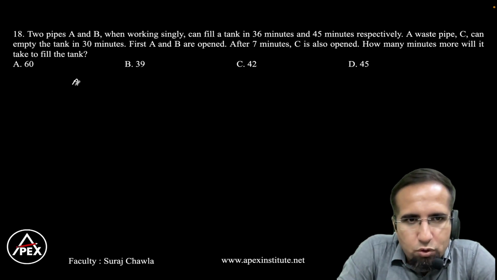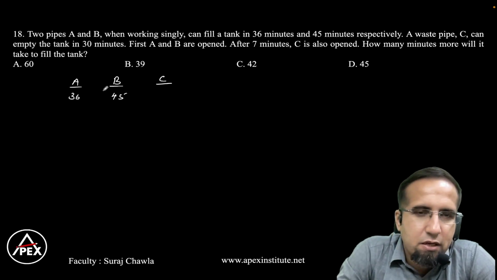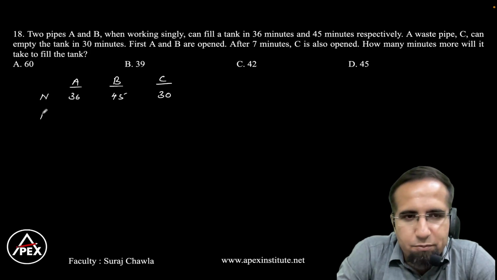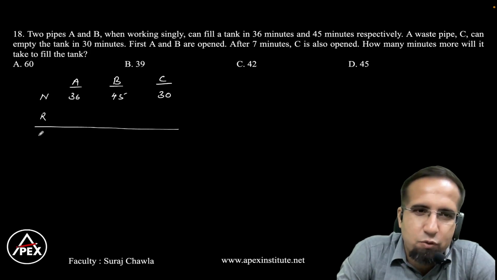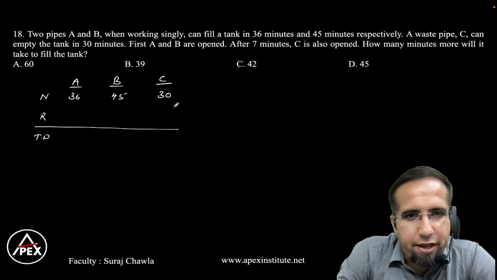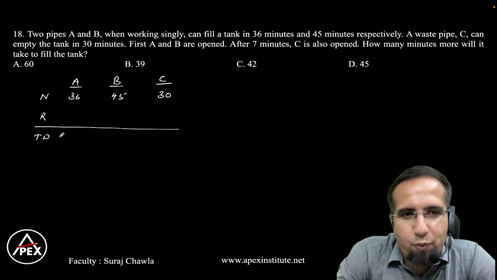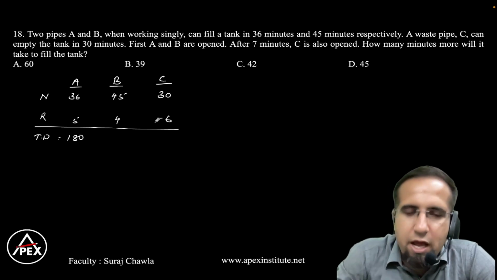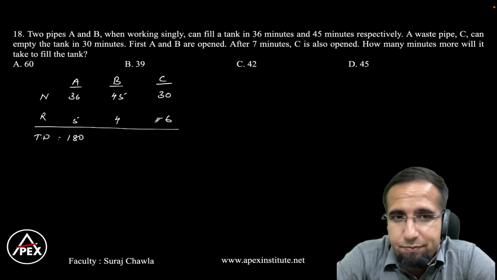When they are working alone, they can fill the tank in 36 and 45 minutes respectively, and type C can fill it in 30 minutes. So when you do take the LCM, that's the most challenging part here. Start from multiples of 45. 45 ones are 45, doesn't work. 45 twos are 90. 90 is a multiple of 30 but not 36. Then let's go with multiples of 90. 90 twos is 180. So 180 is 36 into 5, 45 into 4, and 30 into minus 6, because tap C is emptying the tank. Okay.